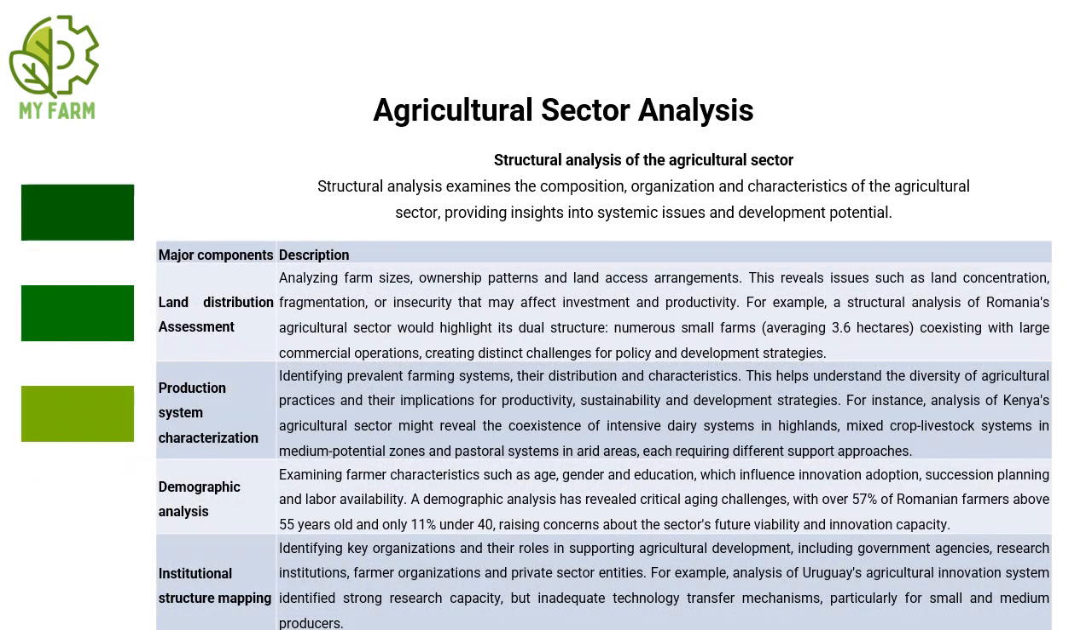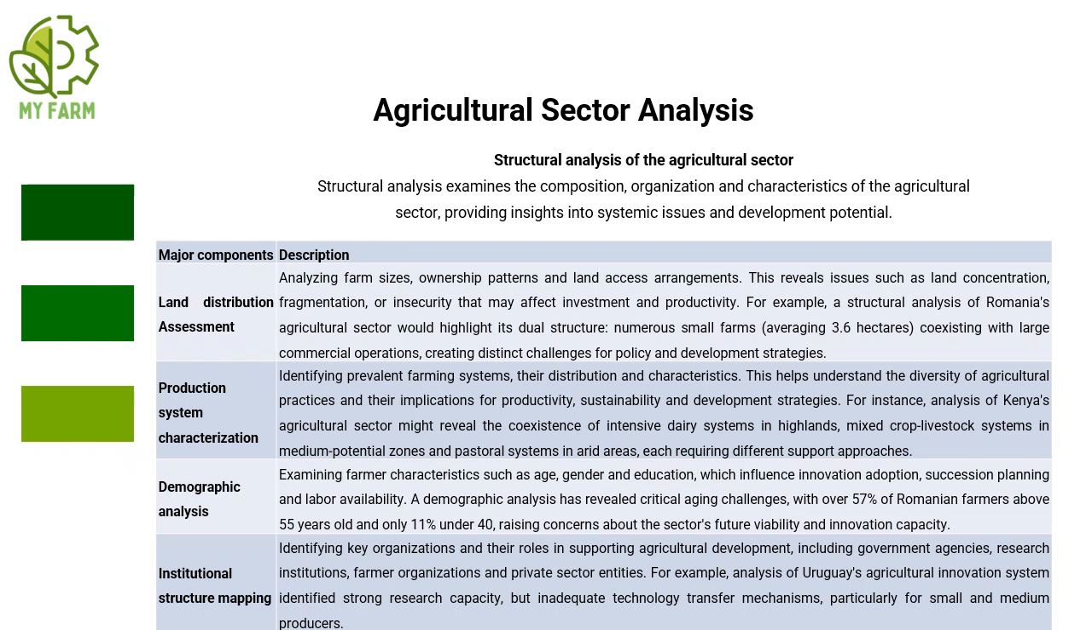Moving beyond individual value chains, let's examine agricultural sector analysis. Structural analysis examines the composition, organization, and characteristics of the agricultural sector, providing insights into systemic issues and development potential. Land distribution assessment analyzes farm sizes, ownership patterns, and access arrangements. This reveals issues such as land concentration, fragmentation, or insecurity that affect investment and productivity.